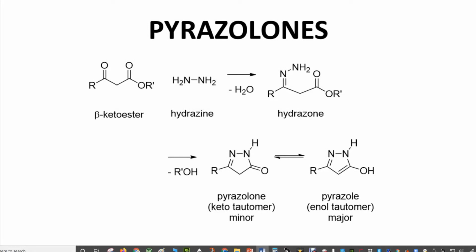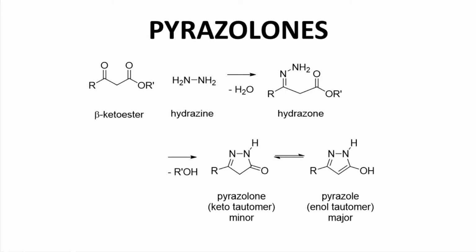There are variations of the Knorr reaction. One variation exchanges the 1,3-diketone with a beta-ketoester. Swap an ester in place of one of the ketones. Beta-ketoesters react with hydrazine to first form a hydrazone as an intermediate. The hydrazone then reacts intramolecularly with the ester through an acylation to make a pyrazolone.